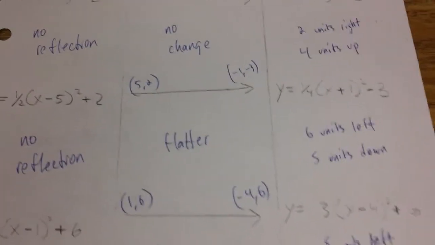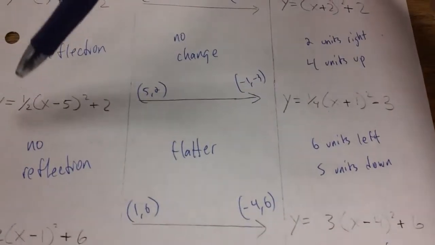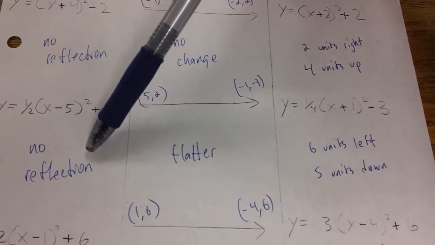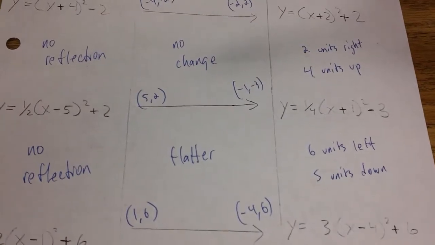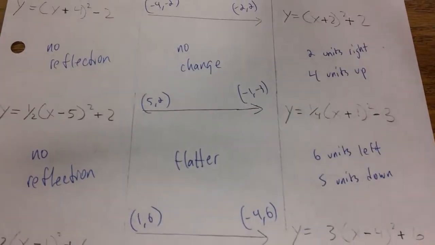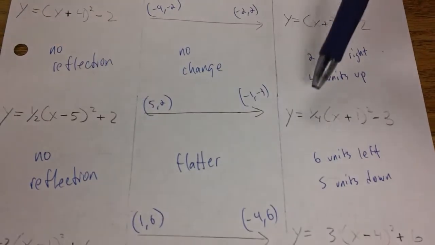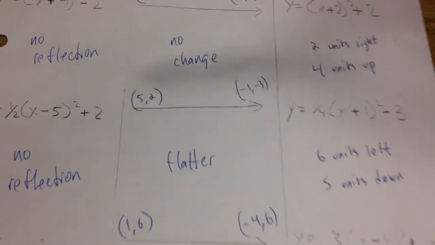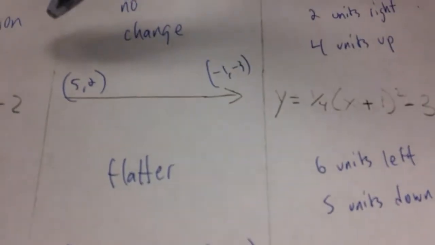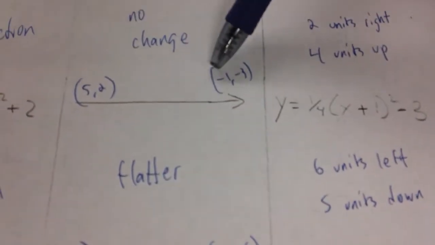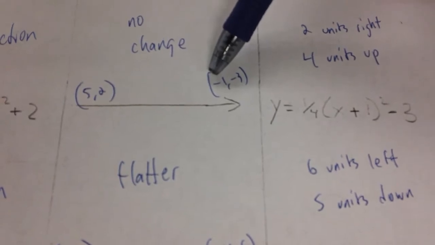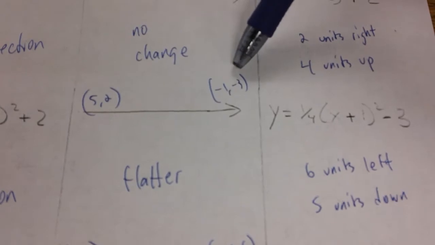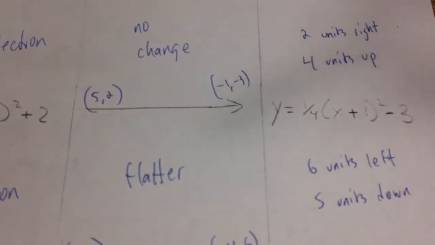For the third problem here, again, you have a positive coefficient to start with and a positive coefficient to end with, so that means there was no reflection. The graph just stayed facing upwards. And then it went from a 1/2 down to a 1/4, so that means the graph got flatter. And then in terms of the vertex, it went from a 5 to the left over to -1, so that means it went 6 units to the left. And then it went from a +2 to a -3, so that means the vertex moved down 5 units.